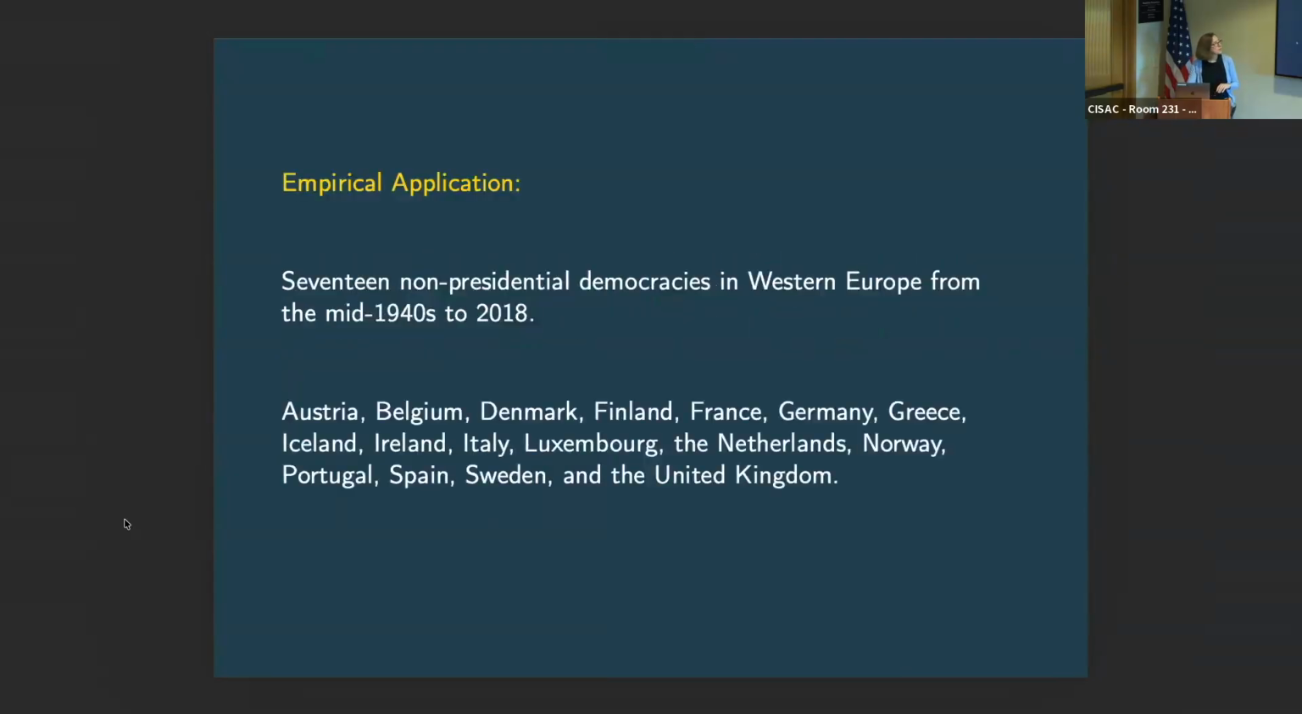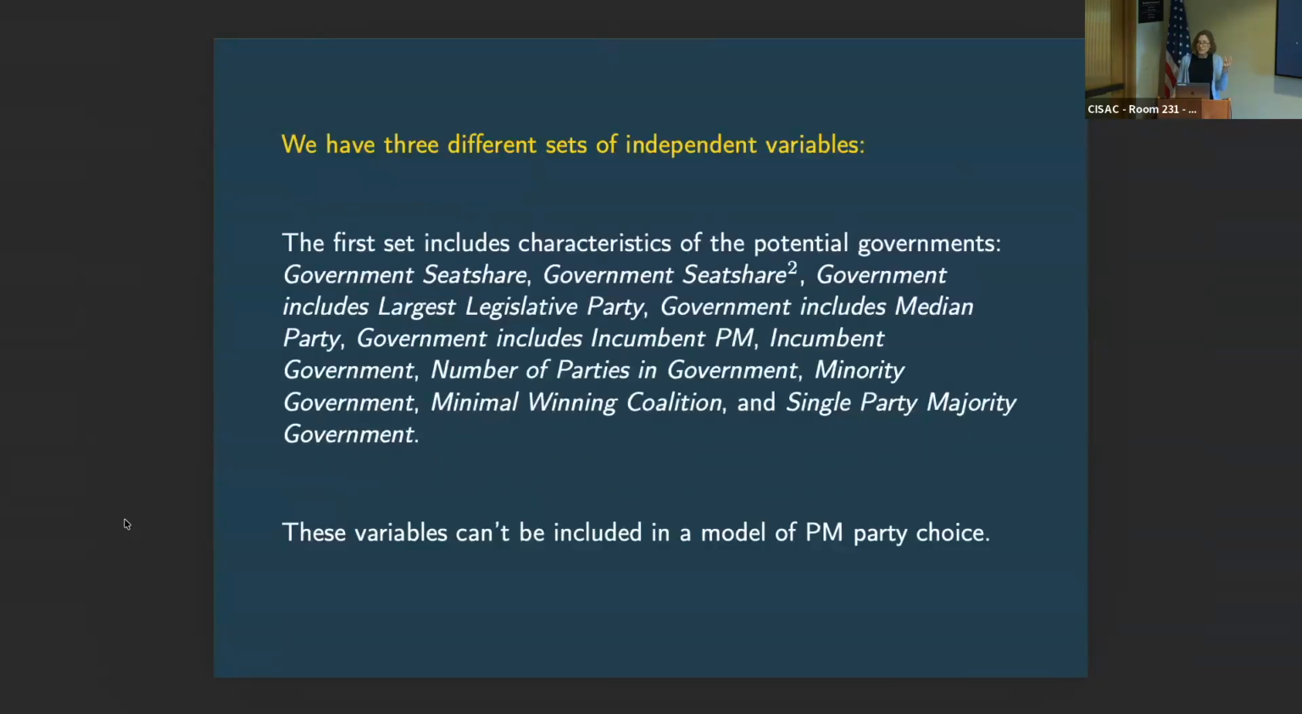I'll show you a quick empirical application. Here, we're using 17 non-presidential democracies in Western Europe. We have 3 different sets of independent variables. The first set focuses on characteristics of the potential governments. Things like, what is the seat share of the potential government? Does it contain the largest legislative party? What's the number of parties? What type of government, et cetera? So these are variables that you would not be able to include in a model if you were looking at just prime ministerial party choice.